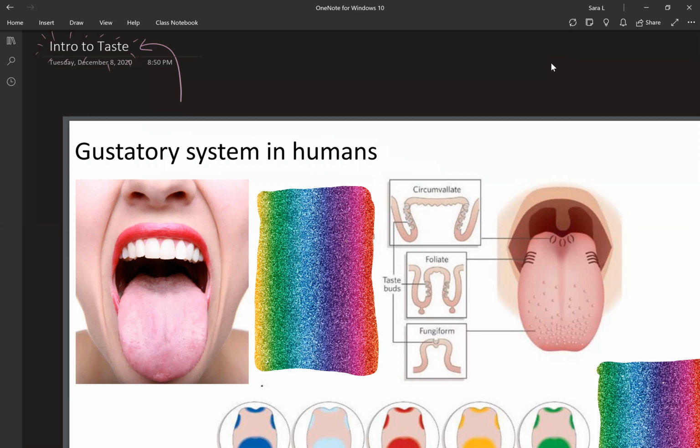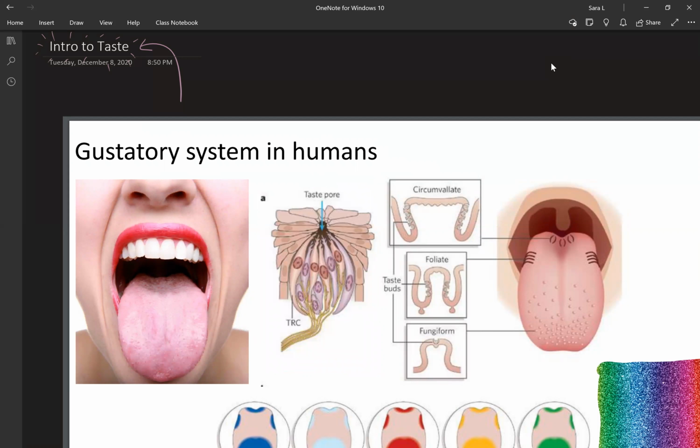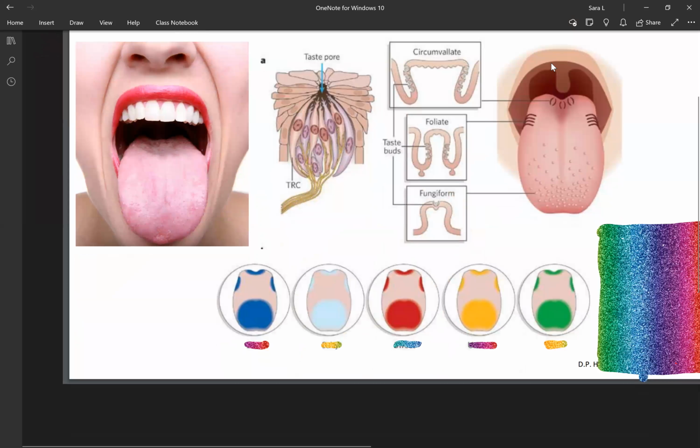The foliates, like the circumvallate, have the taste buds on the side, versus the fungiform, which has just one taste bud on top. So the question then becomes, what are these taste buds that we see, and how are they helping us to taste? The taste bud acts like a taste pore, in the sense that it allows ions to come in, and those ions then interact with the tasting cells to propagate an action potential to our nerves. So taste buds and taste pores are essentially ion channels.